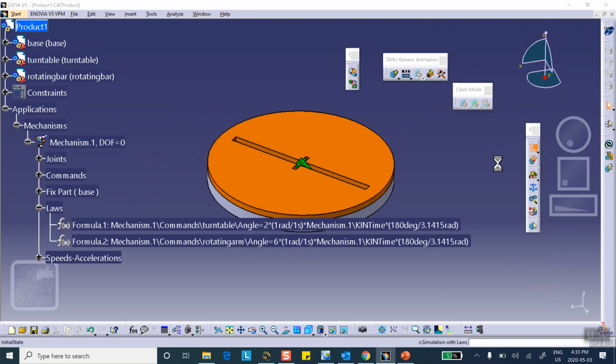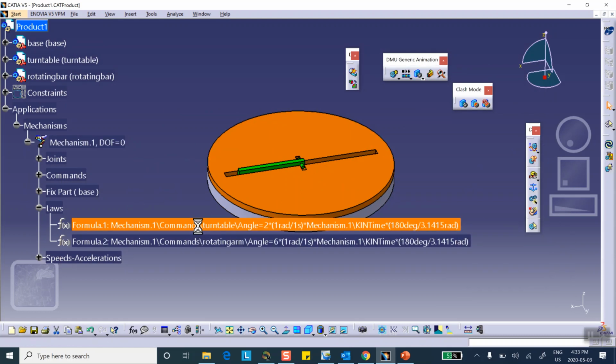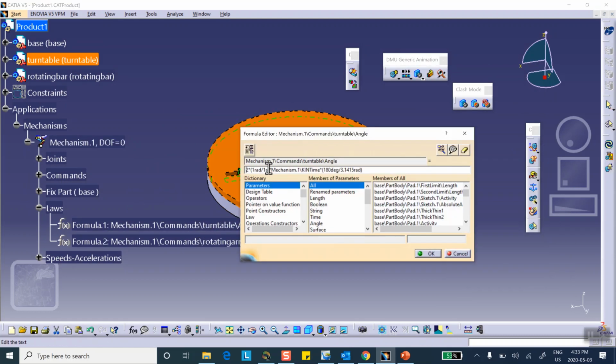Actually, let me return this thing to the reset position. Now, if you go here, I told you that because my units of acceleration were correct, instead of writing 2 times 1 radians divided by 1 second, I can say 2 rad underscore second.